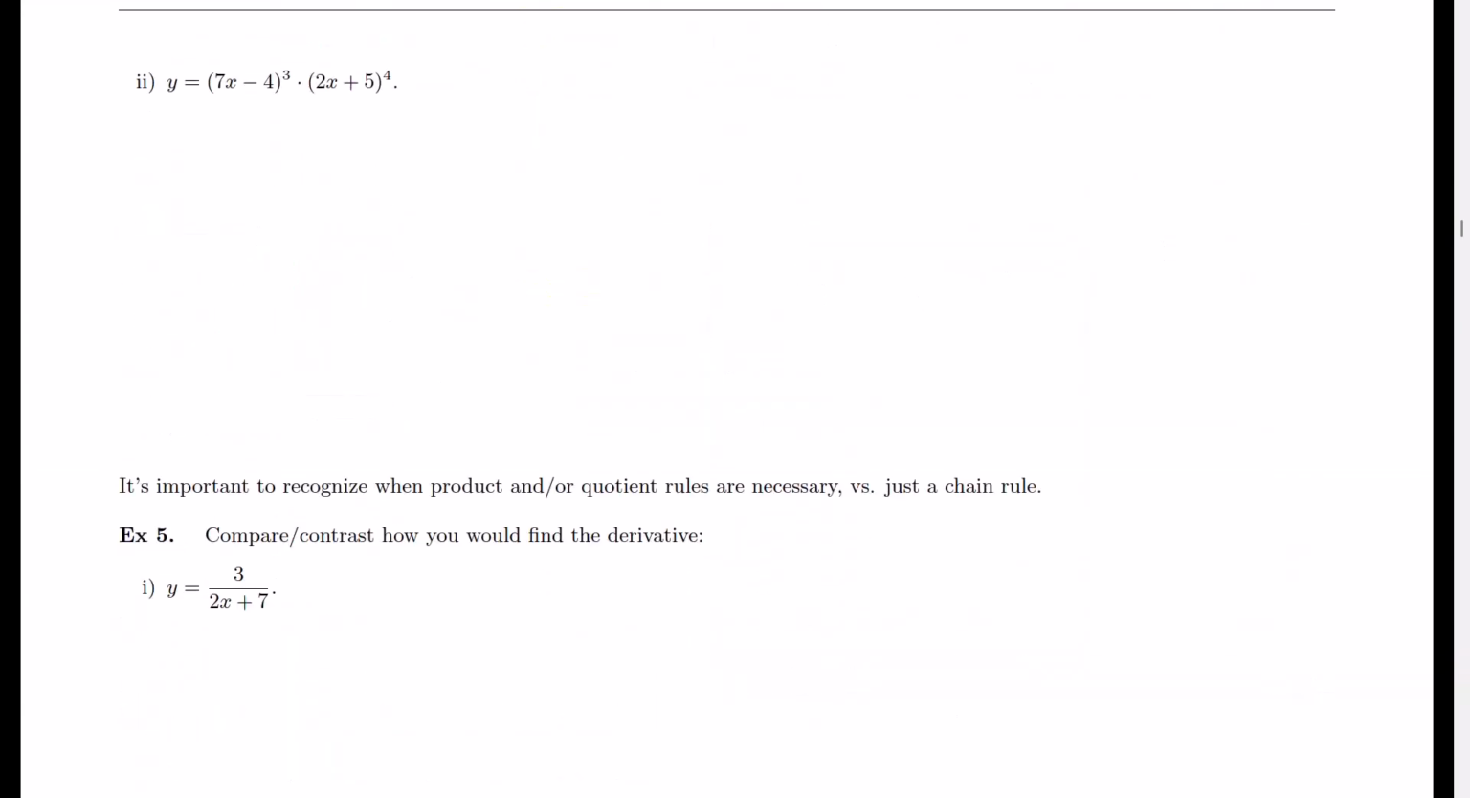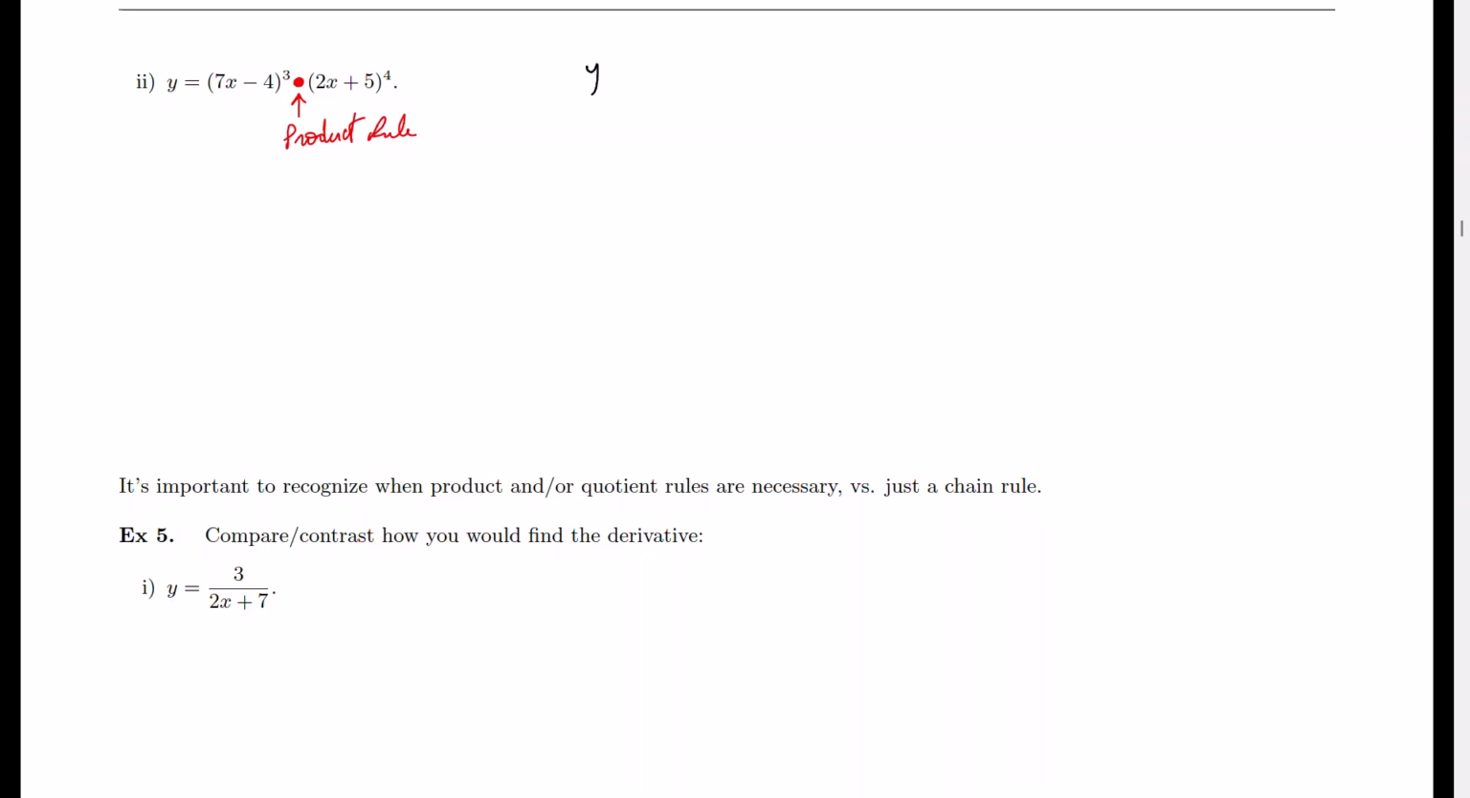Okay, so continuing with part 2 of the problem, we need the derivative again. Here we have a product, but this time the product contains (7x minus 4) raised to the power of 3 and (2x plus 5) raised to the power of 4. The first thing I'm going to notice here is that there is a product, which means I need to use the product rule.